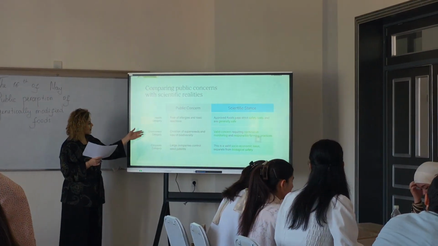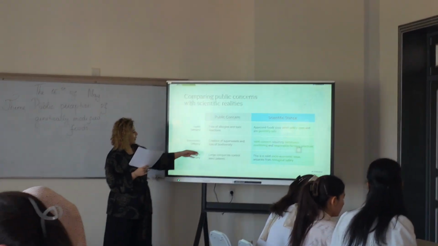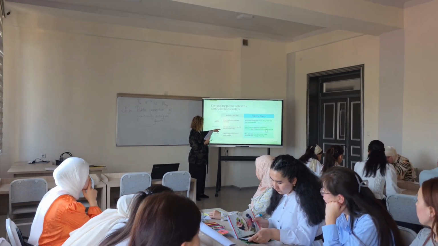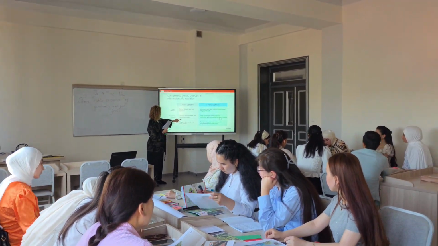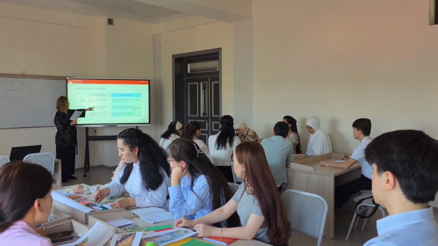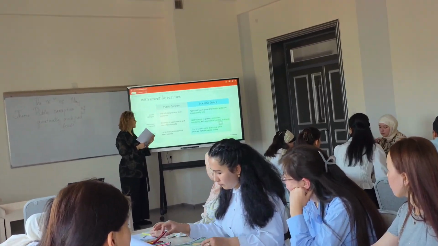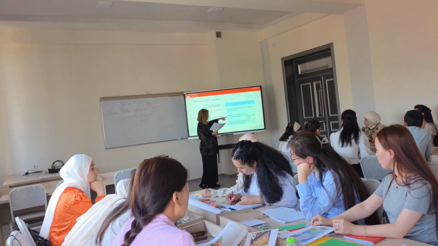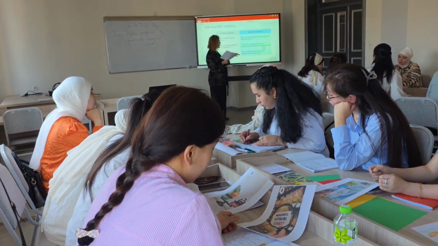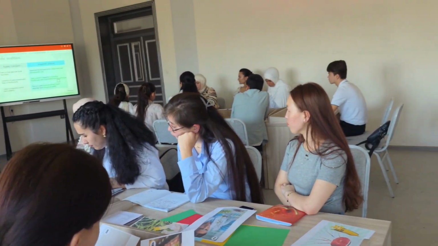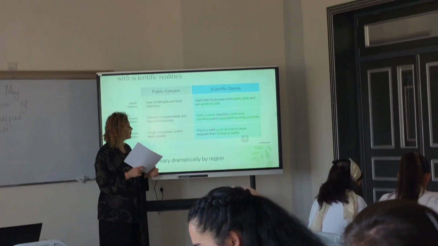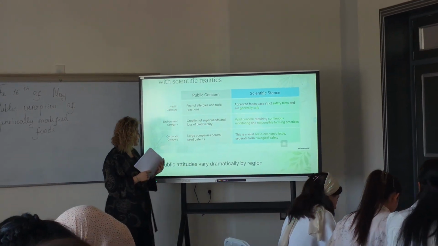Next one is the environmental category and the corporate category. In the environmental category, the most common public concern is the creation of superweeds and loss of biodiversity. These are considered valid concerns requiring continuous monitoring and responsible farming practices. And the last one is that large companies control patents. This is a valid social issue separate from biological safety.